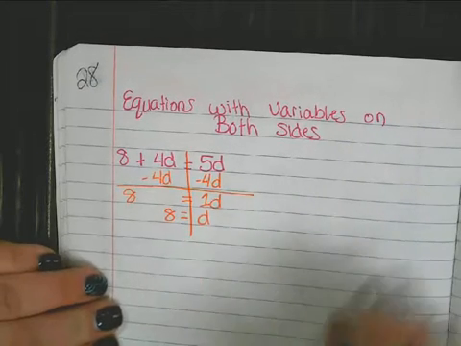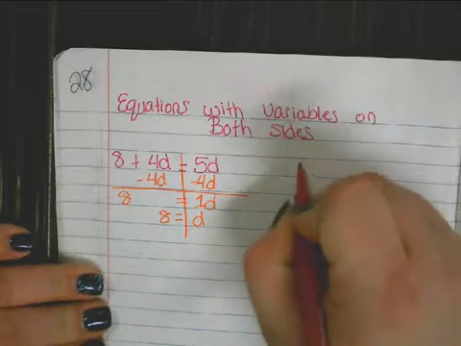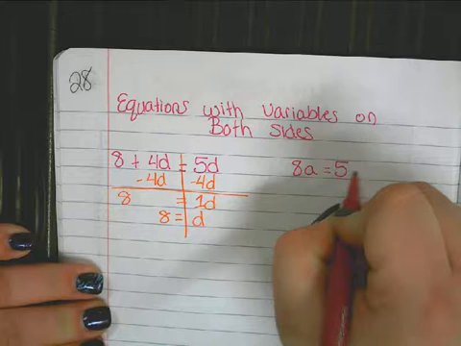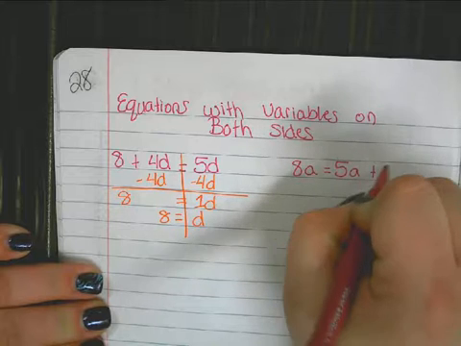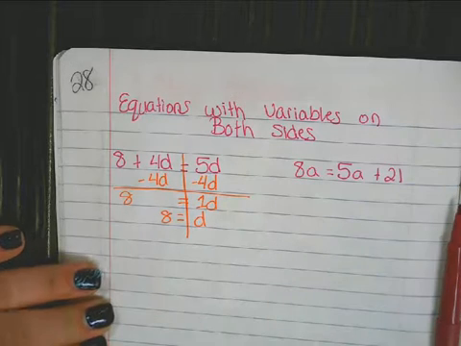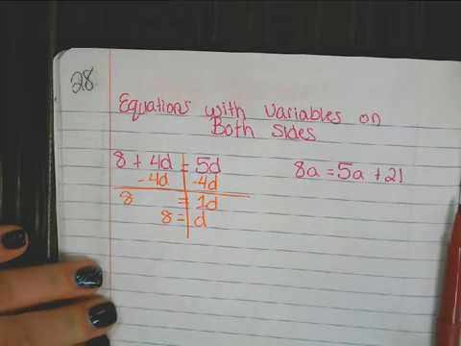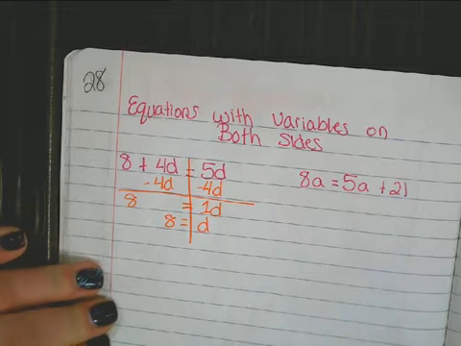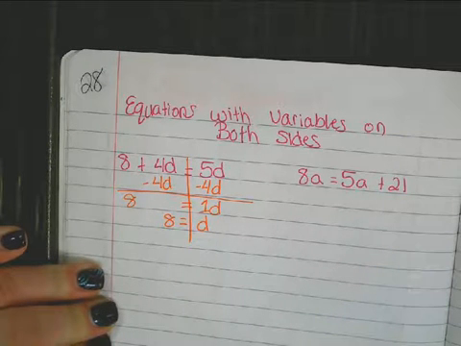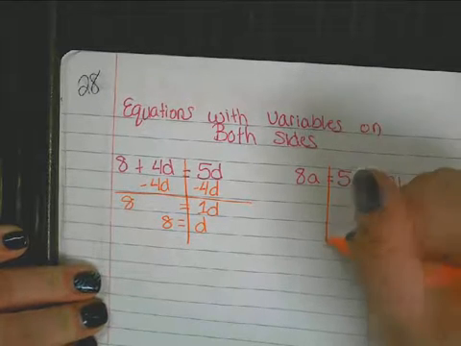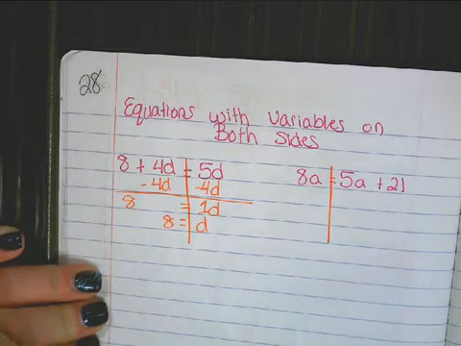Let's try 8a equals 5a plus 21. How should I solve this one? Okay, so you're going to draw a line down through the middle. You're going to do 5a. Do what with 5a? You're going to subtract 5a on both sides.